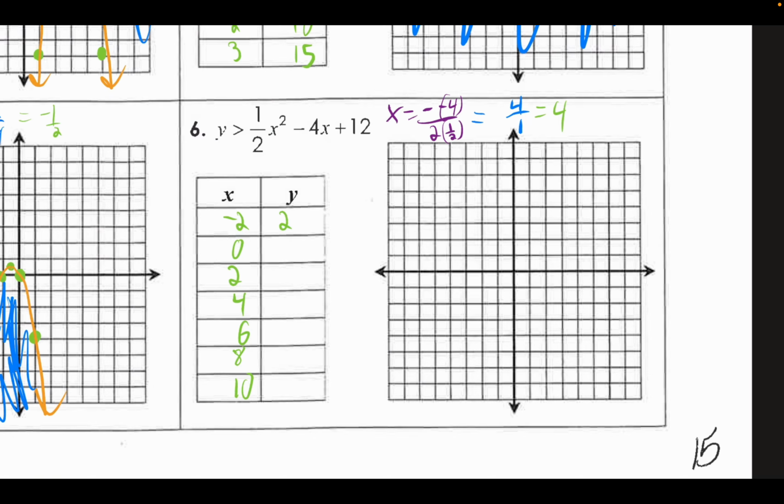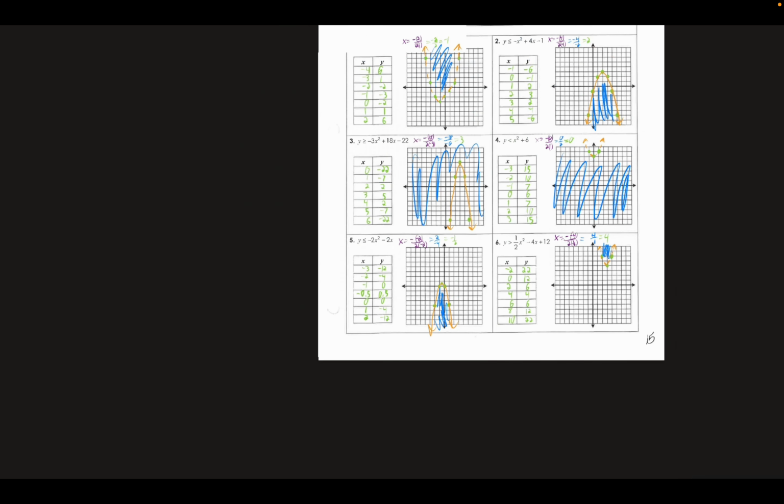As I plug in these numbers, I get the following y values. Obviously, these 4 are going to be hard to plot, so I just plot the other 3. I said plug in, but I meant plot. And then here I have a dashed line since it's not or equal to. And then I'm going to be shading above because it's greater than. And that wraps up section 3.4.